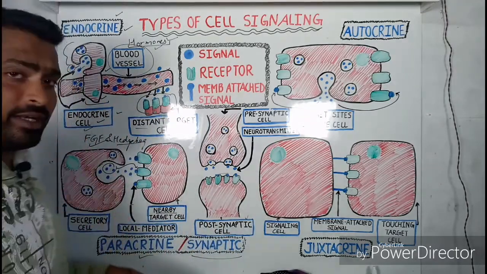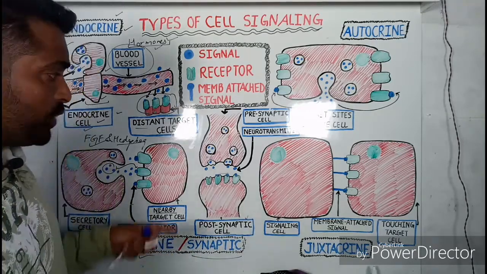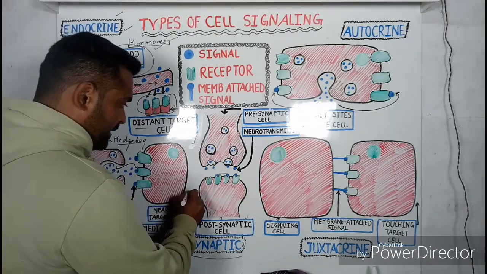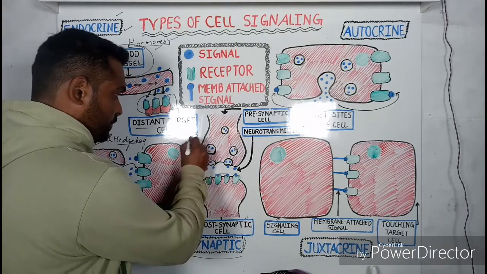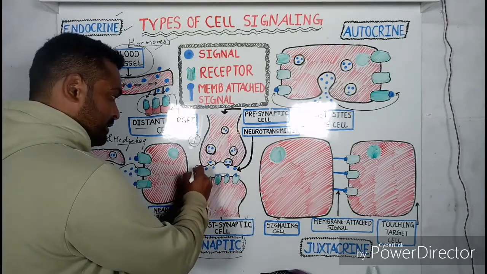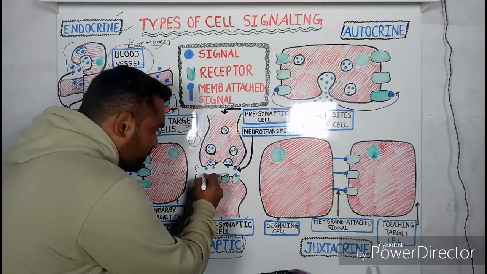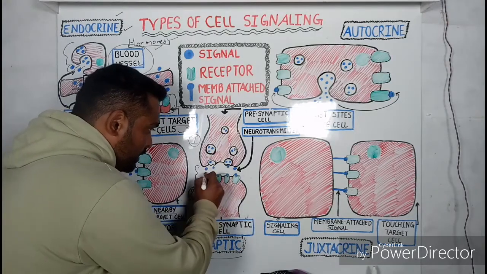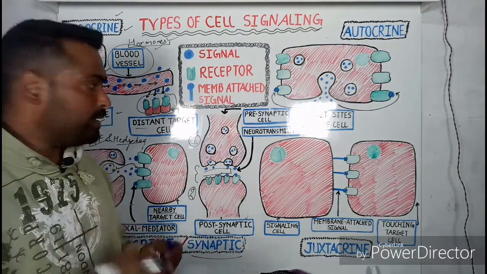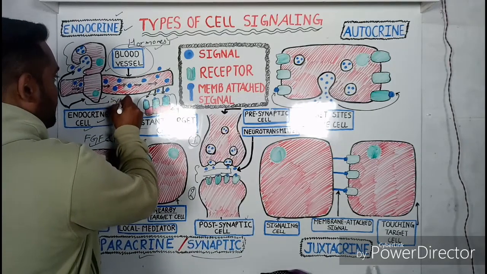You can also call it paracrine, but more specifically it is known as synaptic signaling. So here, this is the first neuron and this is the second neuron. And we know if it is paracrine, there is very little distance between these two cells. Now there is some space between these two neurons. This space between two neurons is known as synapse.